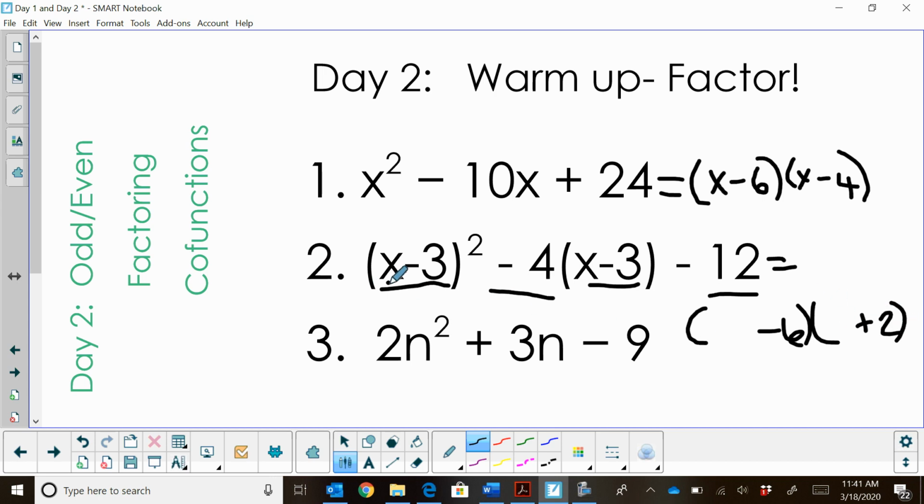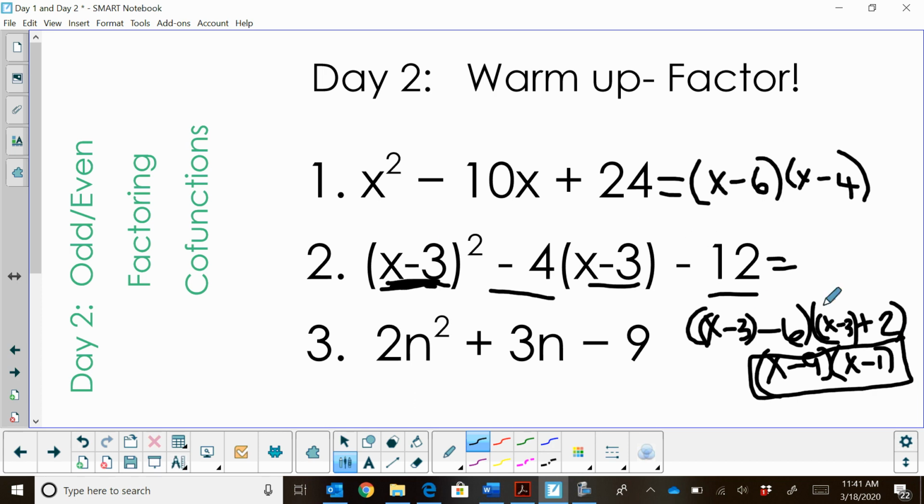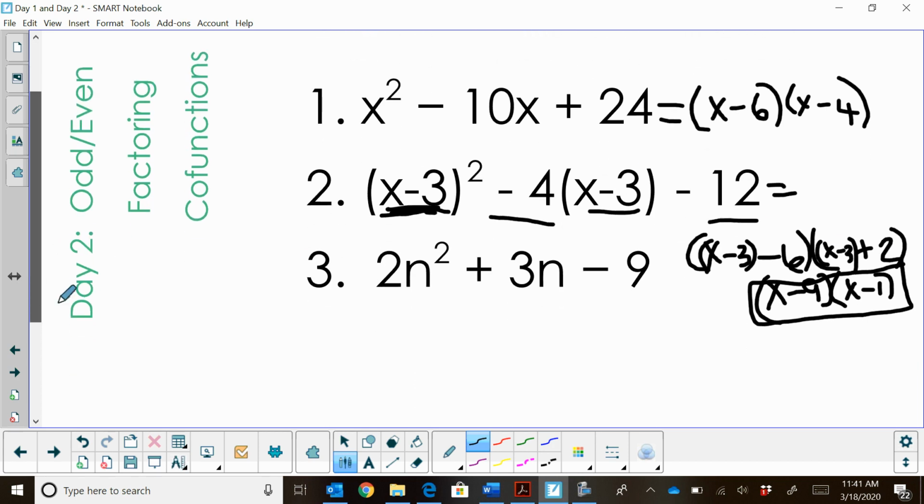But what is in the front? Well, it's the square root of x minus 3 squared. So this is just going to be an x minus 3 as a quantity. And this one's going to be an x minus 3 as a quantity. Now, both of these simplify. So that's going to be an x minus 9 times an x minus 1. And there we go. And that's how this one factors. So it's just a little more creative in the factoring.